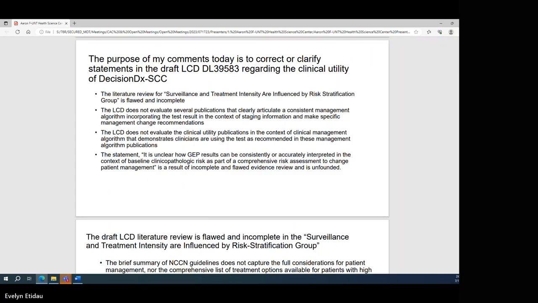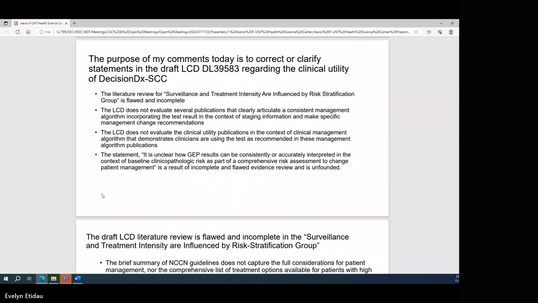So the current draft LCD that non-covers the DecisionDx-SCC test, I believe it misses the mark in several areas, and I want to provide my rationale for why I think the 40 GEP test has met Medicare's coverage criteria. When reading the LCD, one of the areas that stood out as incomplete was the literature review. It incompletely evaluates, or doesn't even cite, several publications that articulate a consistent management algorithm by incorporating the 40 GEP test results into the context of staging information to make specific management change recommendations for our patients.